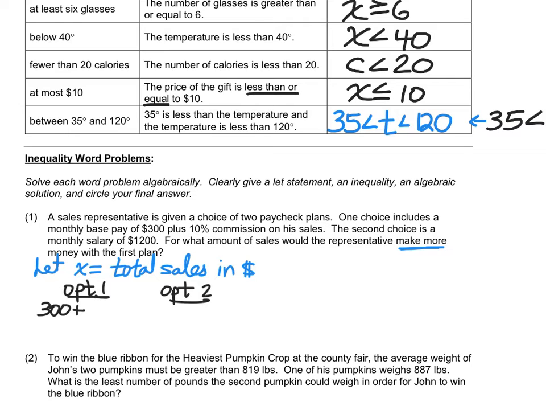It's left in general terms, so it could go either way. All right, so 0.1 times x. And the other option is just flat out $1,200.